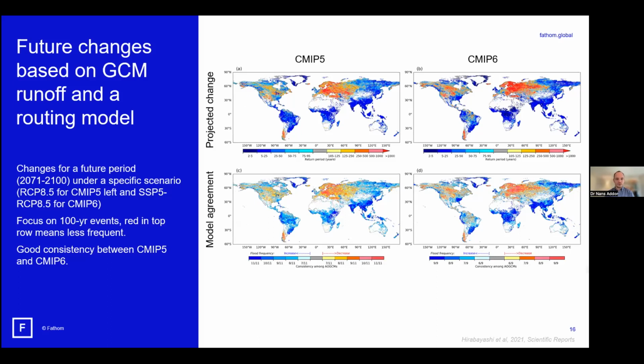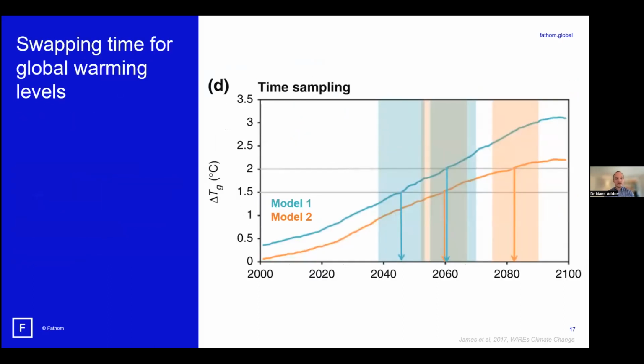The bottom row shows model agreement, and model agreement is high in regions that are shown in red or in dark blue. And you see that model agreement increased slightly, but there are still many regions where there's pretty large disagreement on the sign of future changes in flood peak. So yeah, this is a persistent source of uncertainty when it comes to future climate and future changes in river flooding.